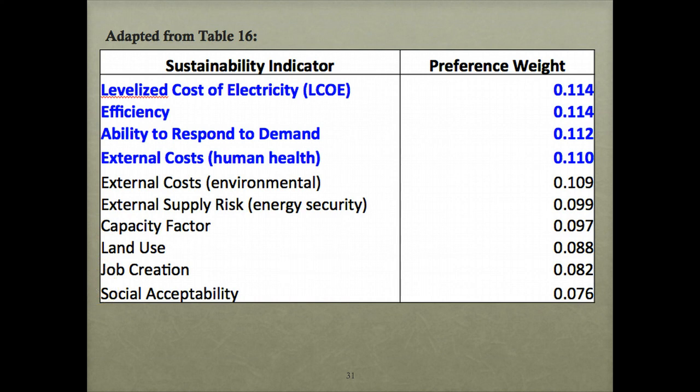It would be interesting to see how these results vary for United States academics, or for non-academic energy decision makers. Also, think about how you would rank these indicators personally.